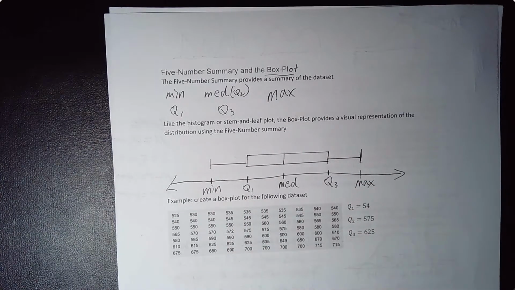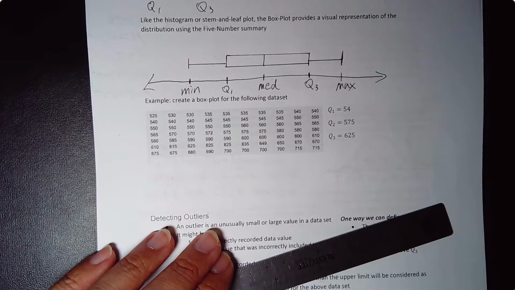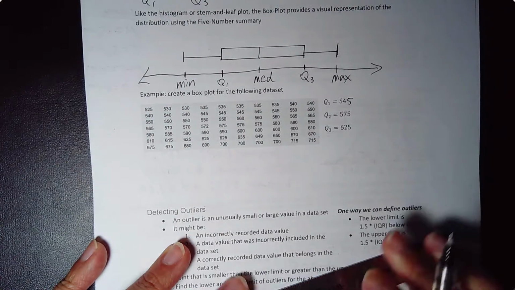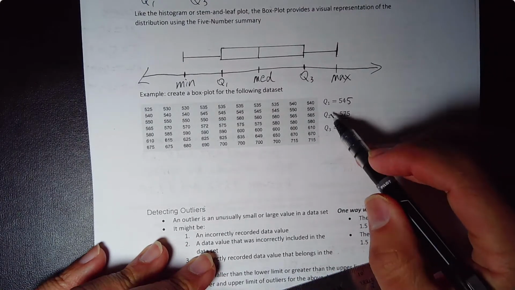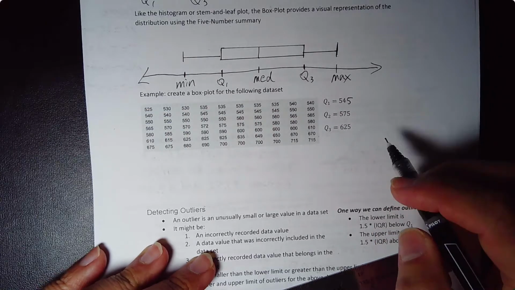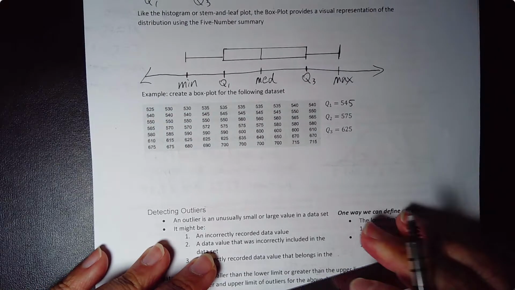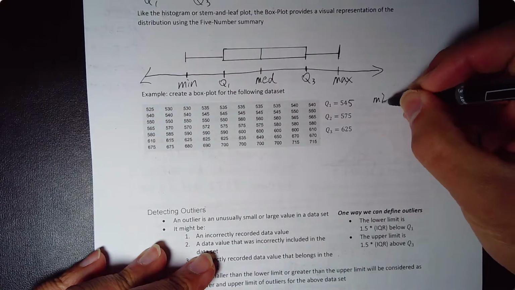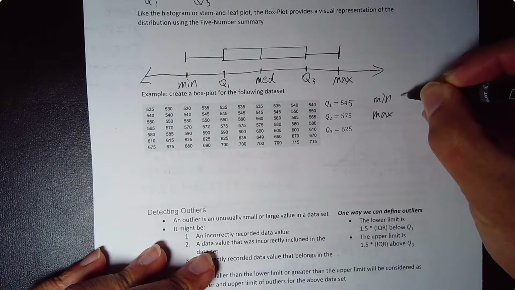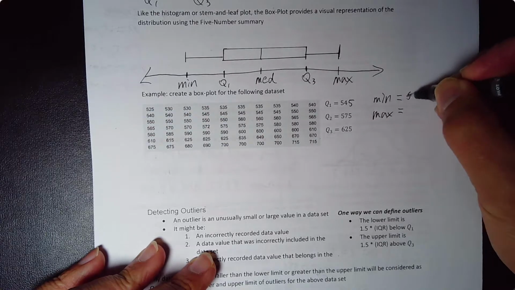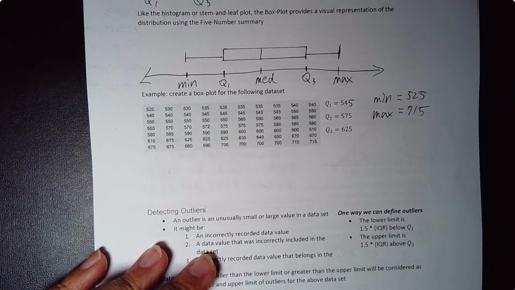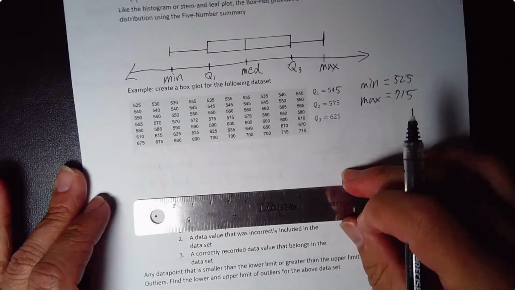Now, let's take a look at a data set that we've been working with for a while. This is the data set we had, and we already calculated Q1, Q2, Q3 previously. So let's build a box plot for this data set. First thing we need is to write down the minimum and the maximum: 525 and 715. Next, let's go ahead and draw the number line down here.